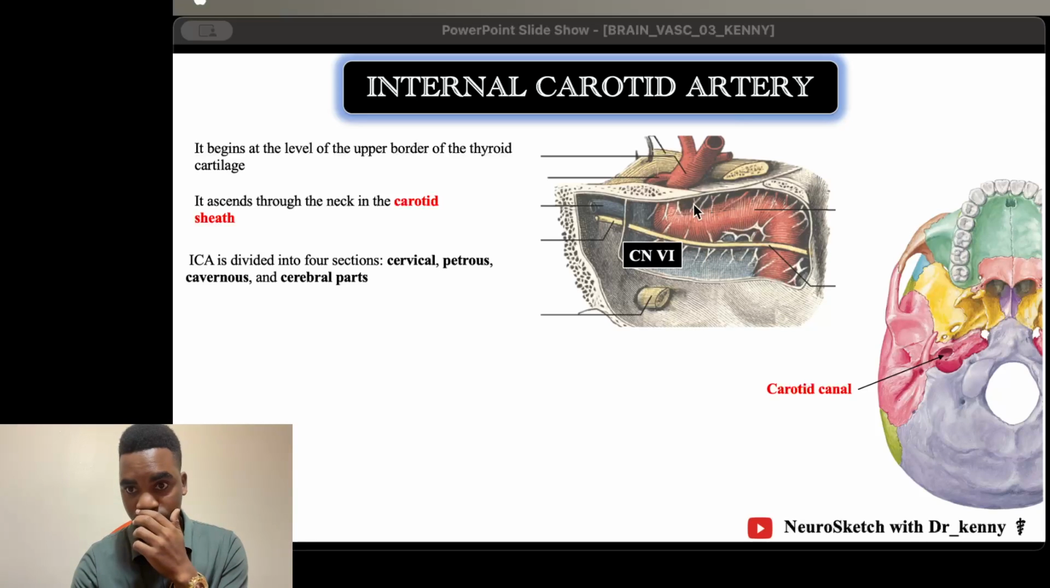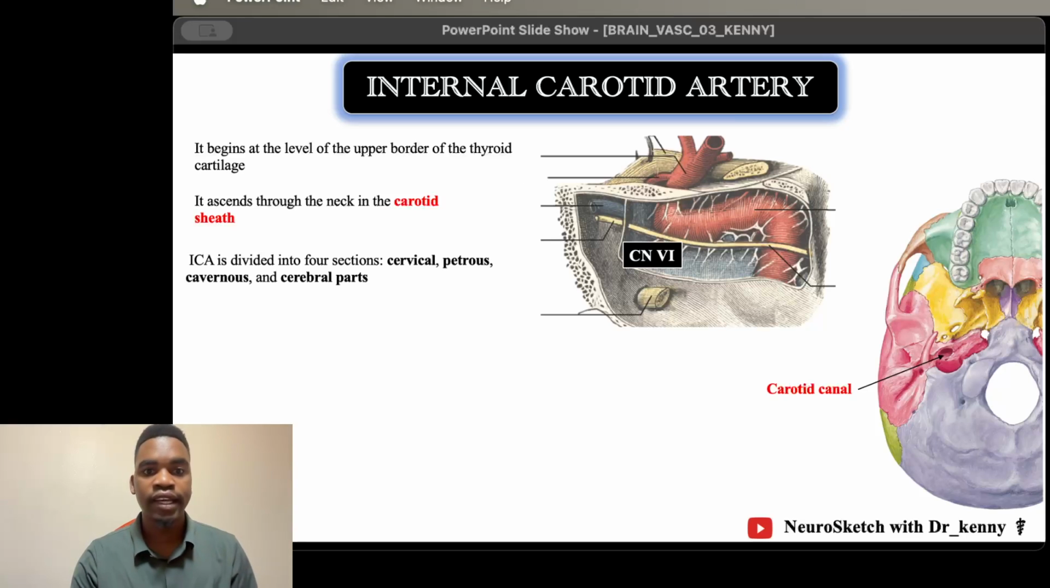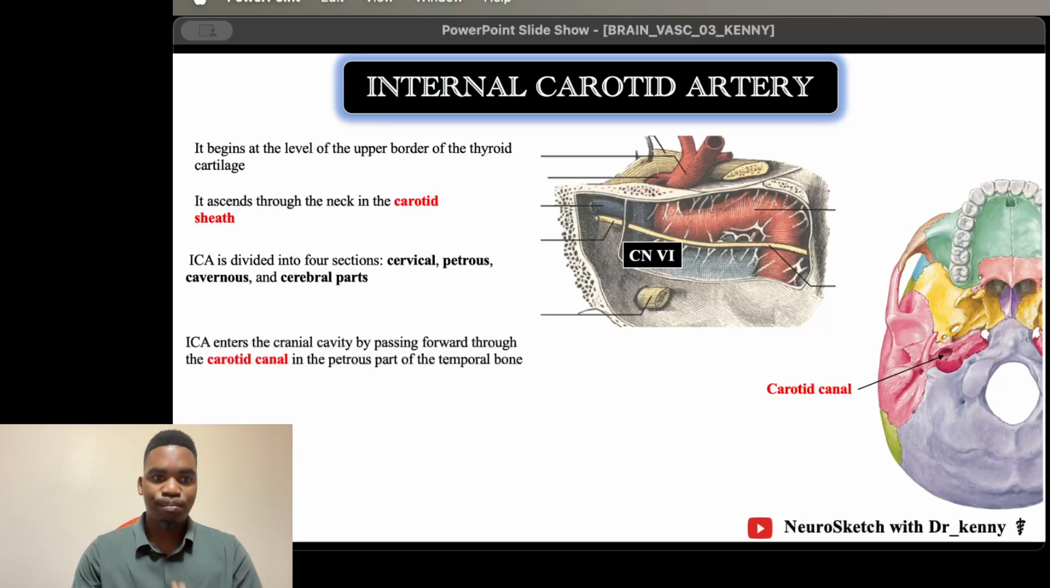And then after the petrous part, it goes to the cavernous sinus, and so we have the cavernous part of the internal carotid. We're going to see shortly what the cavernous part is. And then after that, it goes to the brain, so we have the part known as the cerebral part. So we have essentially four parts, but don't worry about these parts at this point.